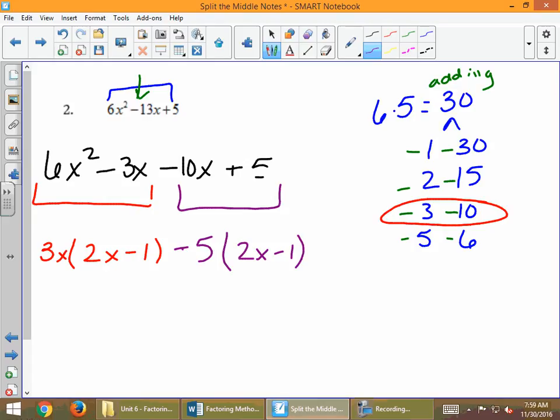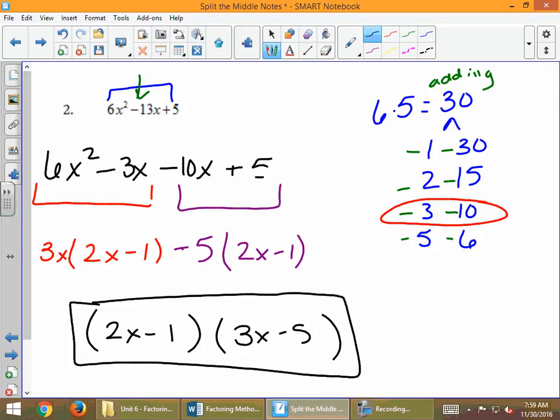And our very last step. Jenna, what's going to go in that first parenthesis? Good. What's going to go in that last parenthesis? Allie? 3x is fine. No. Questions so far? It's the same process every single time, just different numbers.